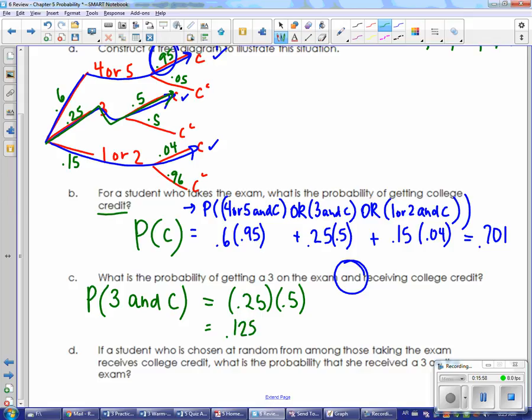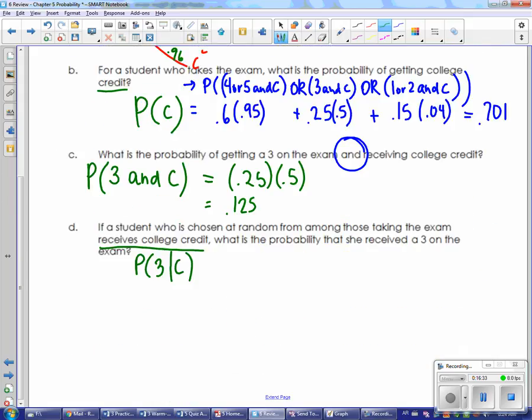And then finally, in letter D, if a student who is chosen at random among those taking the exam receives college credit. So now we're given some information. We're given that they received college credit. What is the probability that he or she received a 3 on the exam? So I'm trying to find the probability of a 3. That's going to come first. The given is what's behind that line. So in this case, normally with a tree diagram, the given information is along the first branch, but that's not what this question is asking. It's saying if I'm given that they've received credit, what's the likelihood that they got a 3?